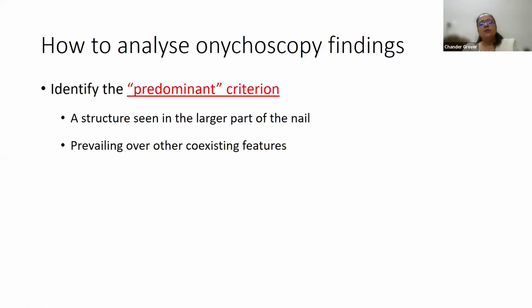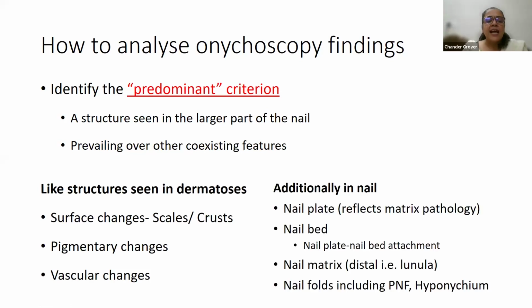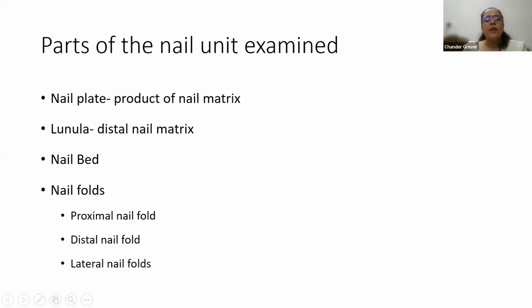How to analyze onychoscopy findings? You identify the predominant criterion, a structure seen in the larger part of the nail prevailing over other existing features, like the structure seen in various dermatoses, where you have to comment on three headings: the surface change, the pigmentary change, and the vascular change. In the nail, you have to comment on the plate, bed, matrix, and fold. This is the broad scheme in which you should do your onychoscopy, the approach you will follow so that you don't miss any findings.